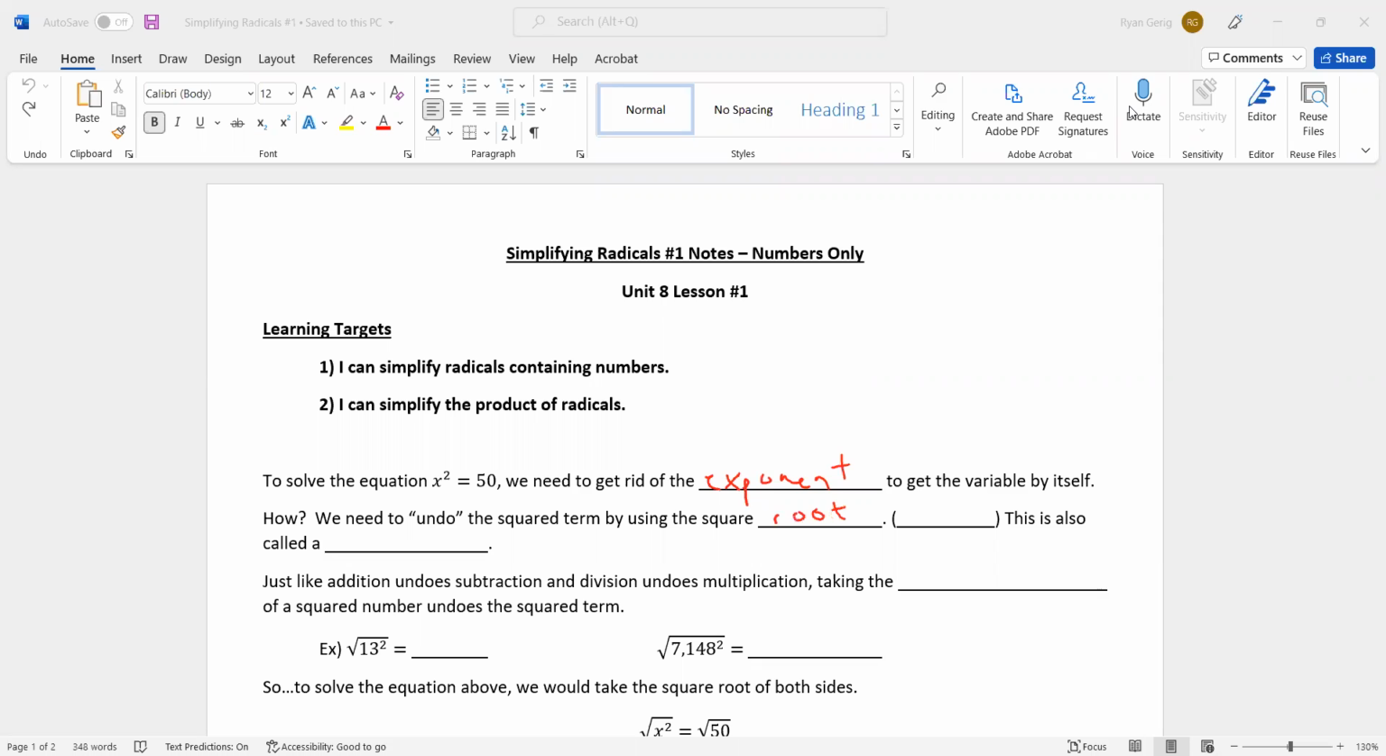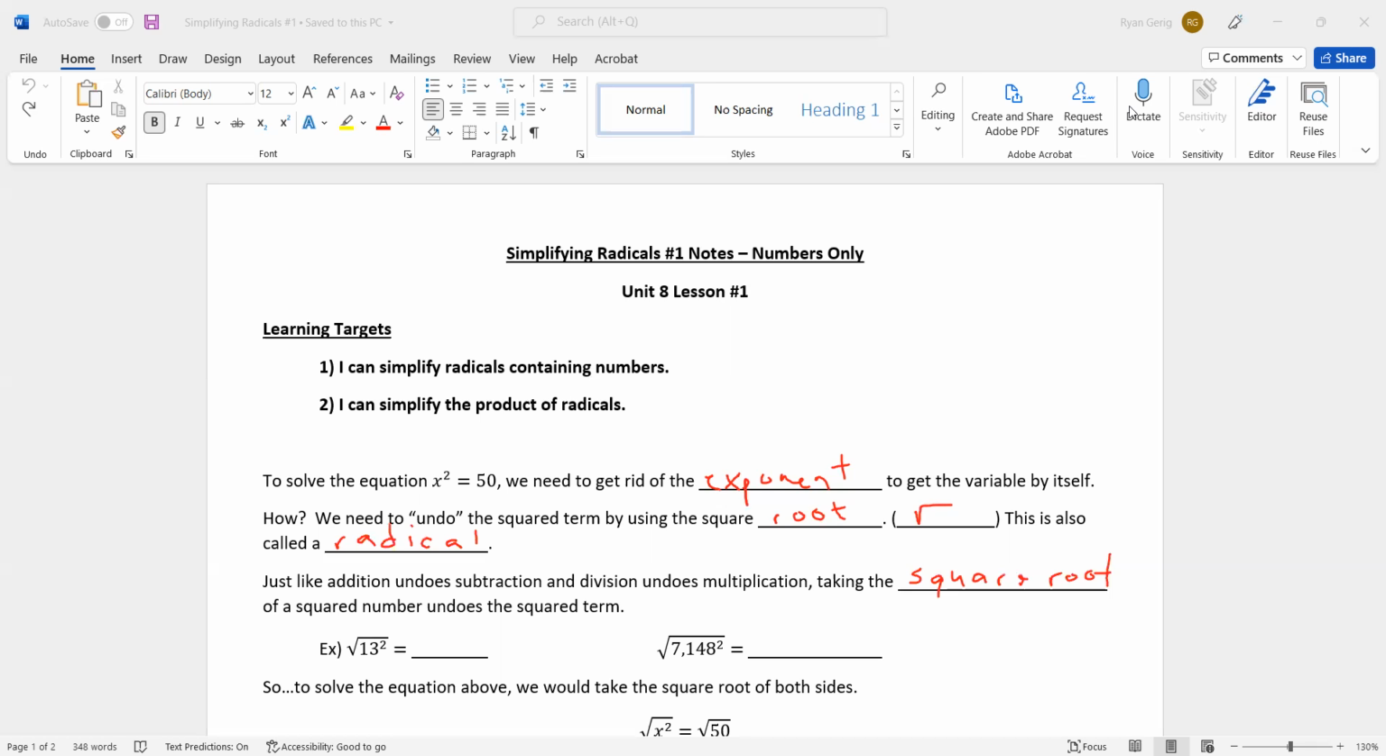This is what I was saying. You've probably seen the square root and maybe even dealt with a little bit of it, but you've barely been introduced to it. That square root symbol is also called a radical. A square root is just a specific type of radical. It's the only one we're going to really deal with in this unit this year, but it is a radical. Just like addition undoes subtraction and division undoes multiplication, taking the square root of a squared number undoes the squared term.